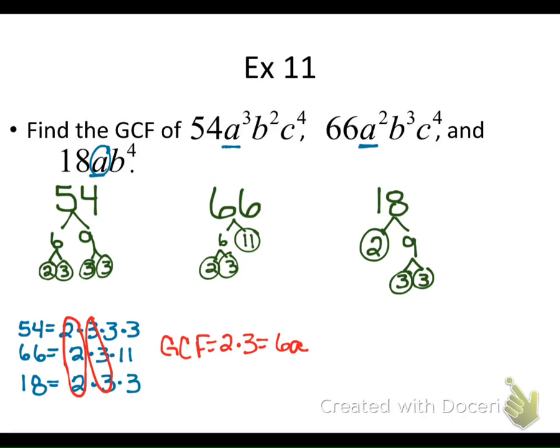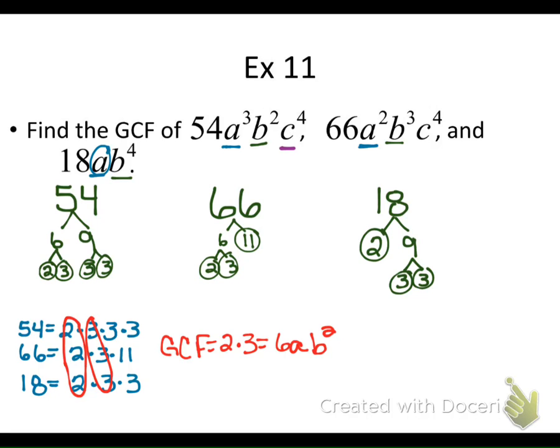Then I go back up and look again. I start at 54. It has a B, the 66 has a B, and the 18 has a B. So now I'm going to compare the exponents. I have B to the second, B to the third, and B to the fourth. Which one is smallest? B to the second. That's the one I use. Then I go back up.